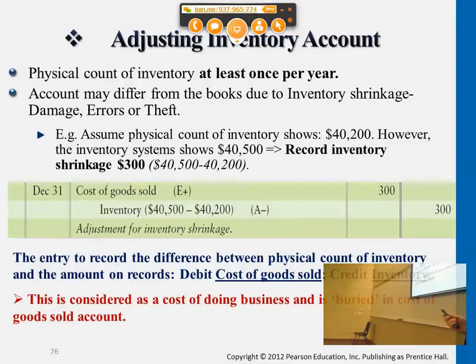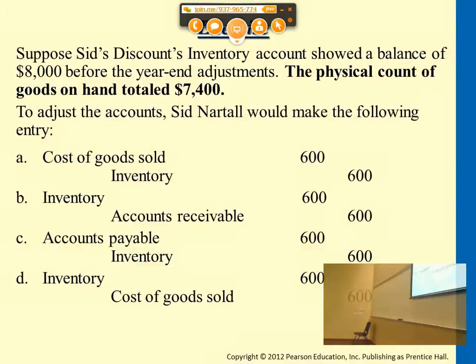All right, let's work on a problem here. So the company here says that they have inventory. The balance on the system shows $8,000 of inventory. And then they do a physical count at the end of the year. In the warehouse, the inventory they have is only $7,400. So in this case, which one of the journal entries will you be adjusting for this company? They're all $600, which is the difference. So which one is the correct?